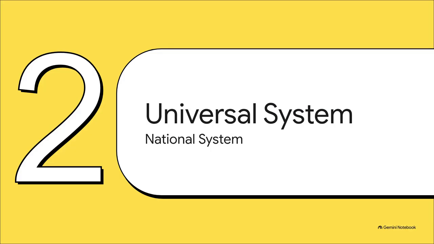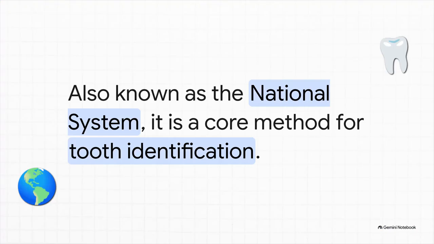Which naturally brings us to Section 2, the universal system. We aren't going to do a massive deep dive into this one today, but it is absolutely vital to know it exists. Also known as the national system, it's widely used in the United States.